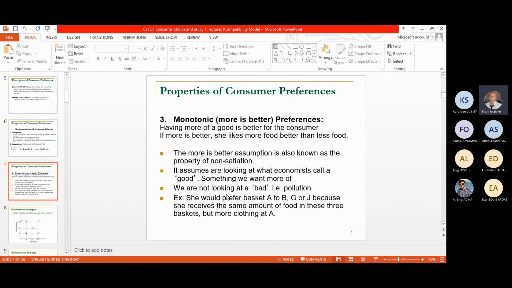The third property is monotonicity: more is better. Having more of a good is better for the consumer. She likes more food better than less food. More is better is not always true, but it is assumed. This assumption is also known as the property of non-satiation. We are looking at what economists call a good, something we want more of, not a bad, such as pollution.